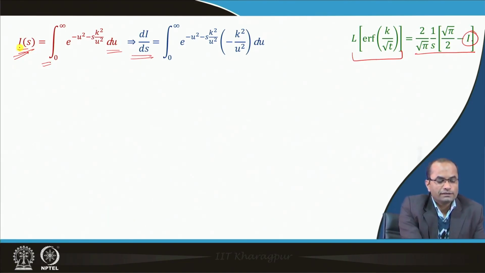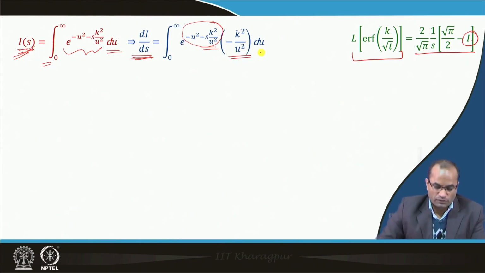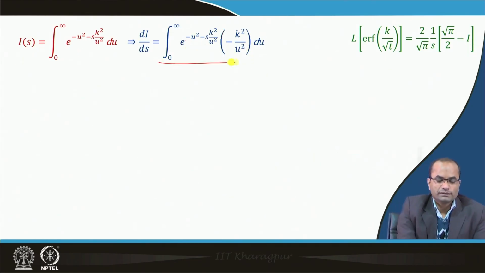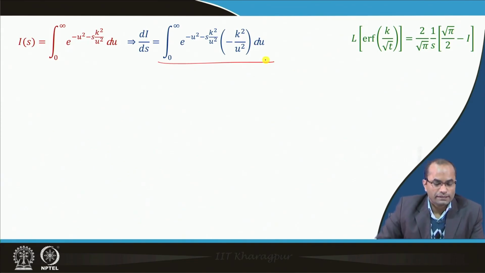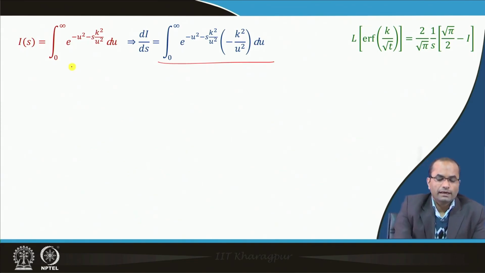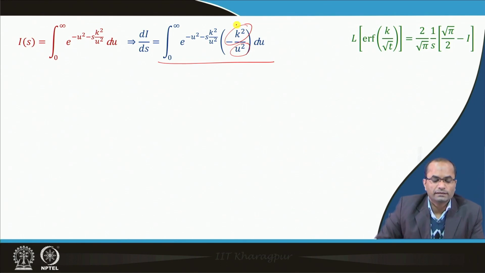So, if we differentiate this I with respect to s, so we will get dI over ds, and here we have to differentiate now. So, that is e power minus u square minus s k square over u square, and the derivative of this one, which is just minus k square over u square. So, that is the derivative we have for I, and then what we observe is k square, here there is a u square term.